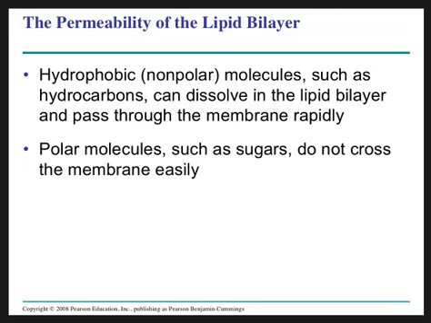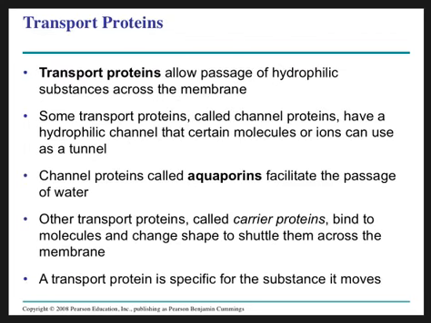Polar molecules, things that are polar, remember your definition of a polar covalent bond. Polar molecules like sugar don't cross that membrane easily. And I think that's actually rather ironic, because those cells need that glucose to drive cellular respiration in the mitochondria, and yet we have to work to get that sugar into the cell. So kind of backwards. Try and keep that in mind.